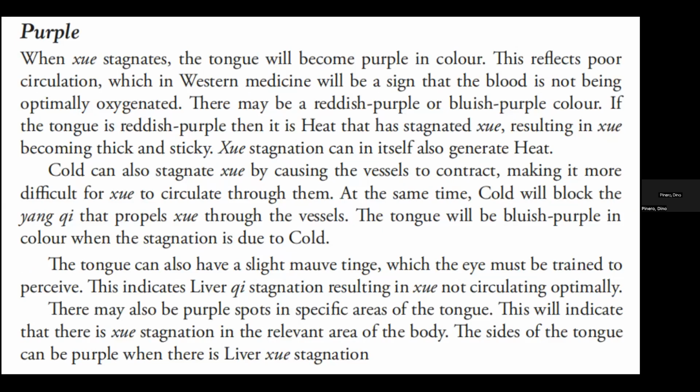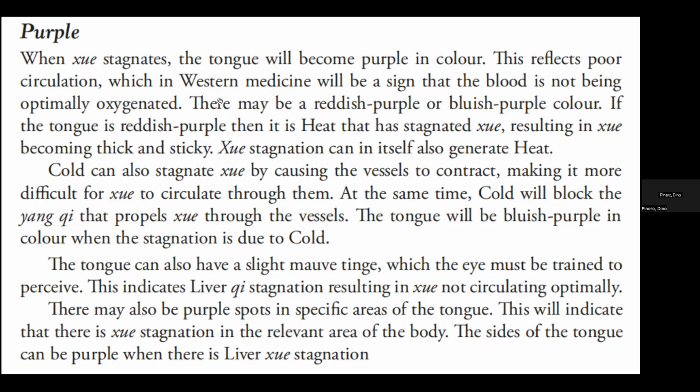Next is we have purple. When blood stagnates, the tongue will become purple in color. This reflects poor circulation, which in Western medicine will be a sign that the blood is not being optimally oxygenated. So, di ba pag nakikita natin yung lips ng tao nagkakaroon ng purple coloration, sa Western medicine, this is a sign na kulang ng oxygen yung tao.